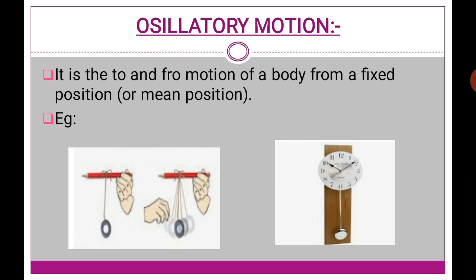The pendulum clock will also move in a to and fro motion. It will first move to the left, then right, then left, then right. So it is also an example of oscillatory motion. Similarly, the motion of a swing. When you swing in a swing, that swing also moves to and fro. When somebody pushes us from the back, we first move to and then fro, to and then fro. That is also an example of oscillatory motion.